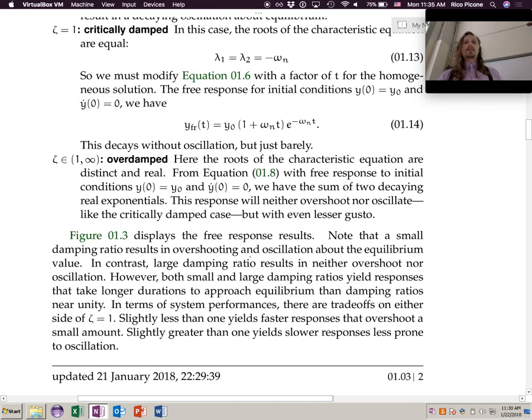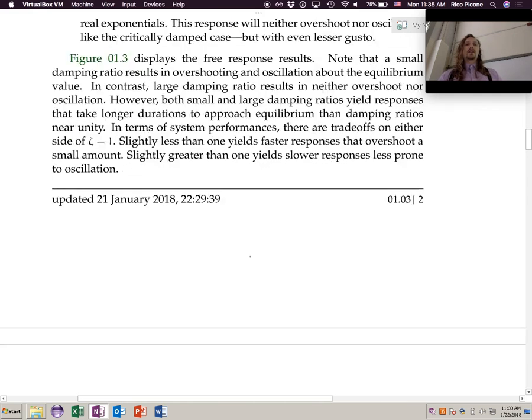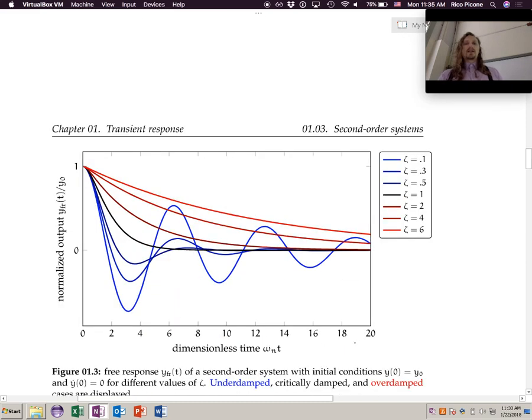Figure 1.3 displays the free response results. So let's take a look. And this is so pretty. Good job, me. Okay, so what I'm plotting here, first of all, these are functions of time. These are the responses that we just derived, the free responses, for the three asymptotically stable cases, so not marginally stable.